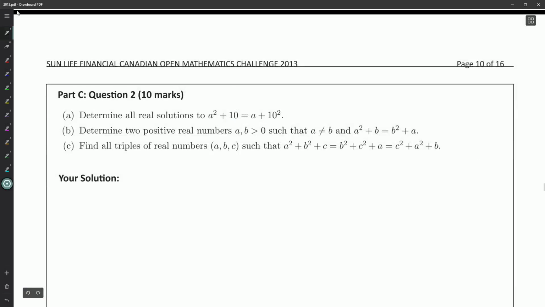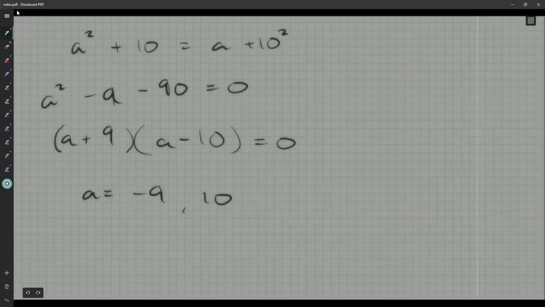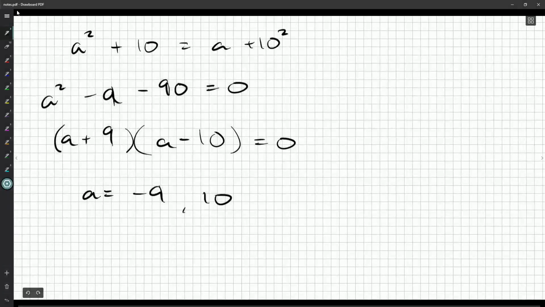Okay, B part. Determine two positive real numbers, A and B, both greater than 0, so that A and B are not equal, and A squared plus B is equal to B squared plus A. So again, the same sort of thing we had earlier. A squared and then 10. So couldn't B be 10? But then A can't be 10, so A would have to be negative 9, so that doesn't quite work.